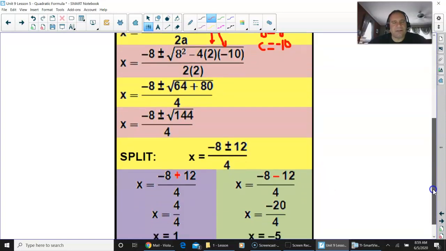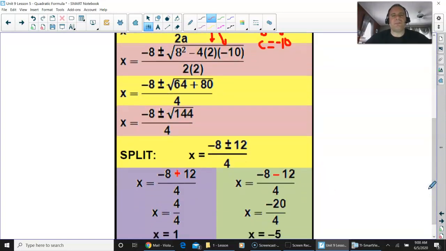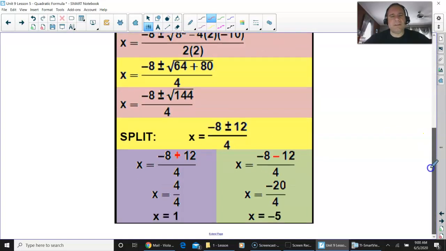And what you do is that it happens to be the square root of 144 is a perfect square. So it's negative 8 plus or minus 12, because remember, the answer to a square root is both positive and negative. So you have 12 times 12 equals 144, and negative 12 times negative 12 equals 144. And then you divide that whole thing by 4. So you split this up. So you have negative 8 plus 12 over 4. And then you have negative 8 minus 12 over 4. And you have both sides, you split it, x equals 1 and x equals negative 5. And that's how you would do that.